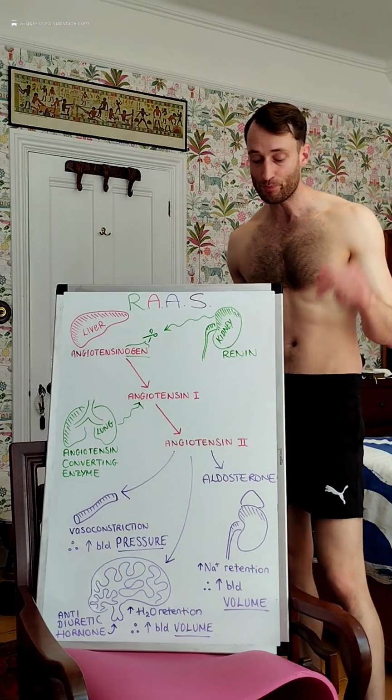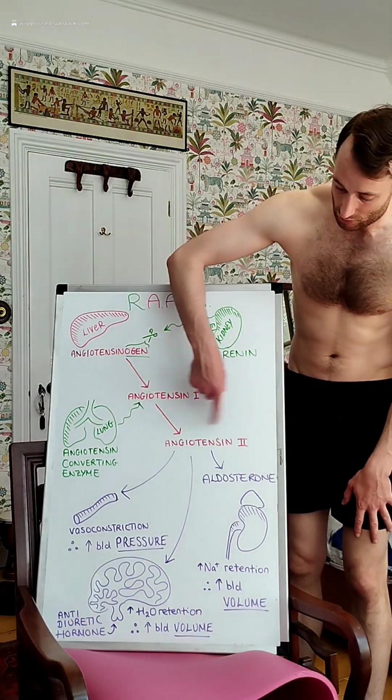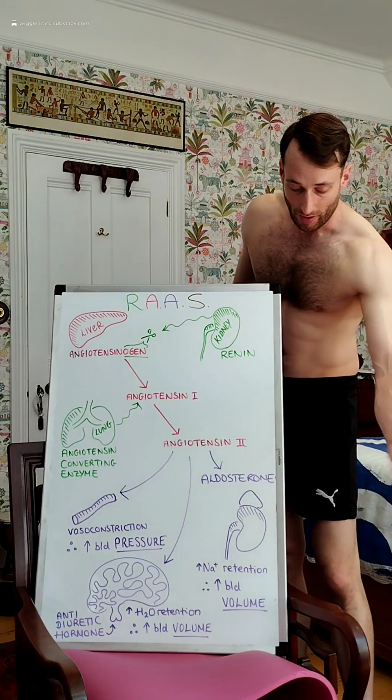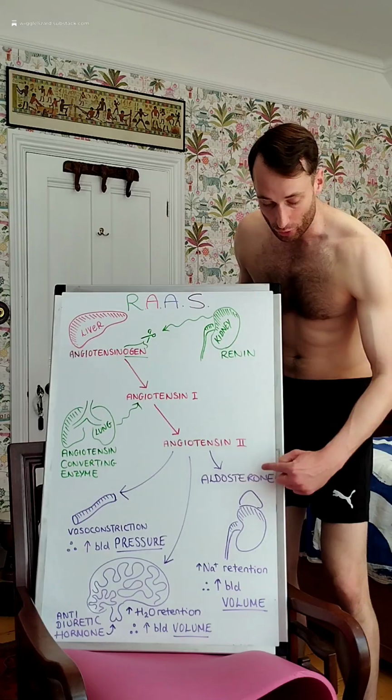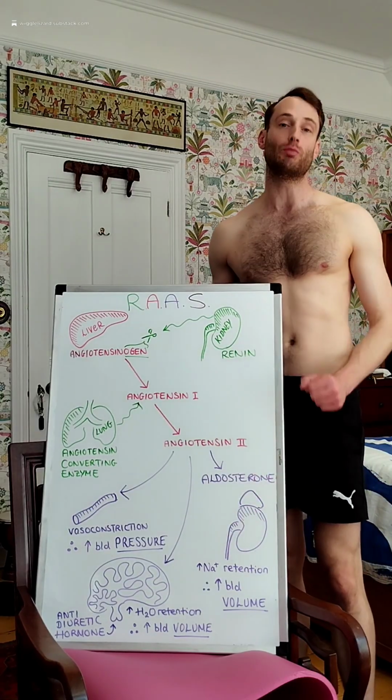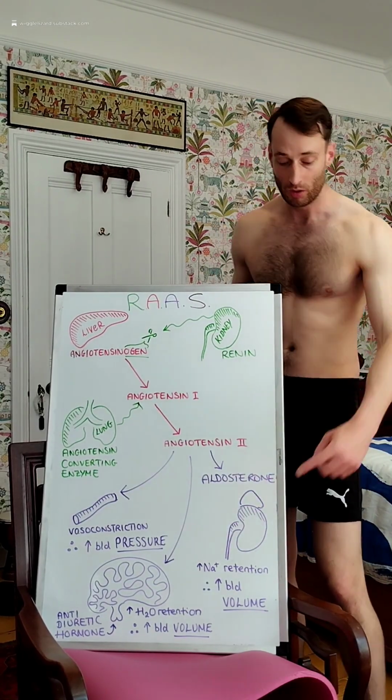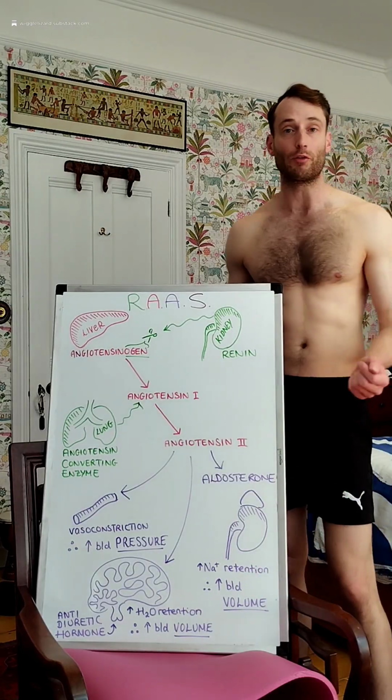That's our second aim. And the third thing that angiotensin 2 does is act on the adrenal gland of the kidney to release aldosterone, which causes sodium retention, and this in turn increases blood volume.